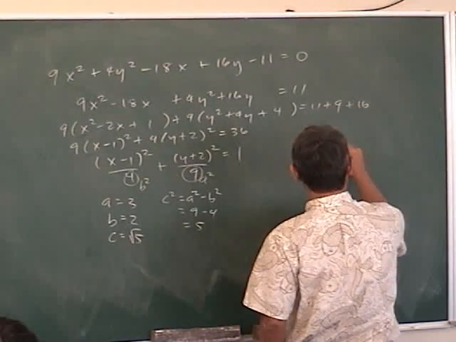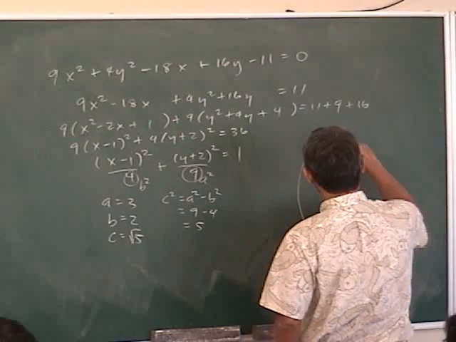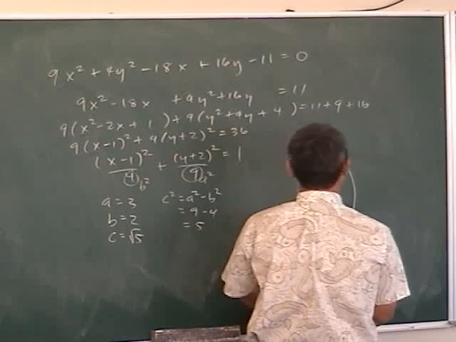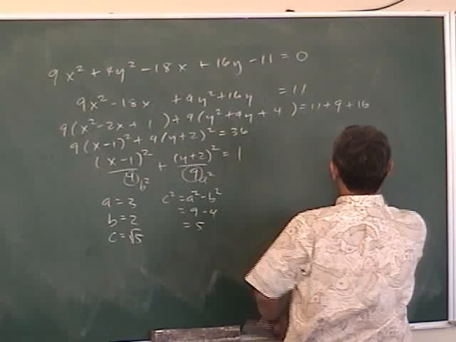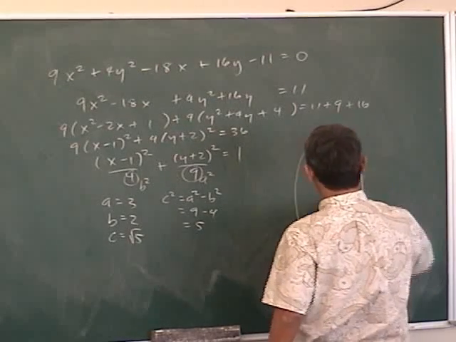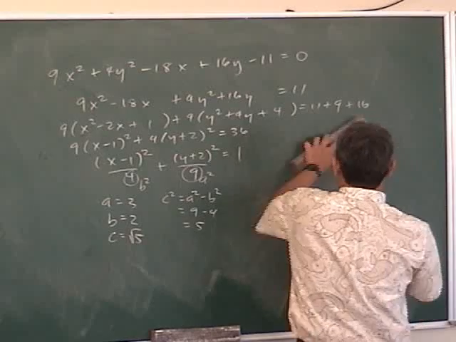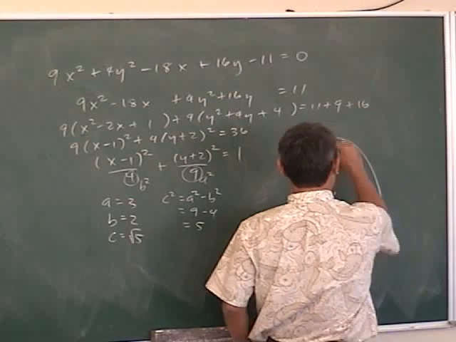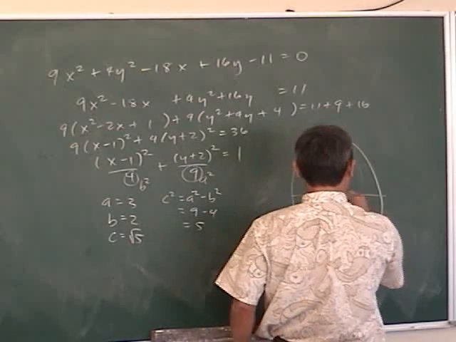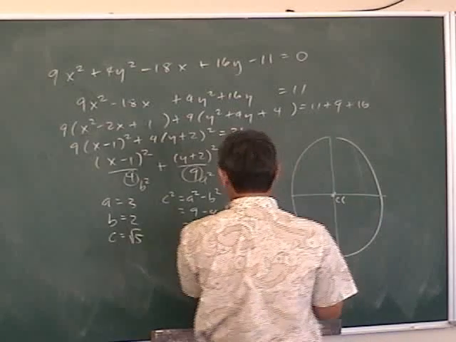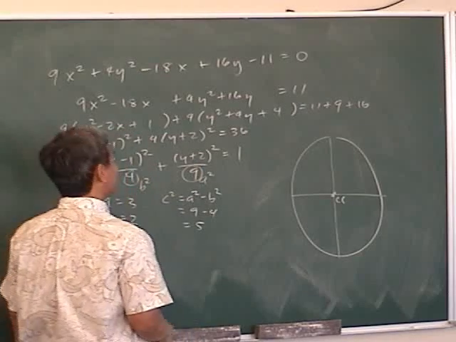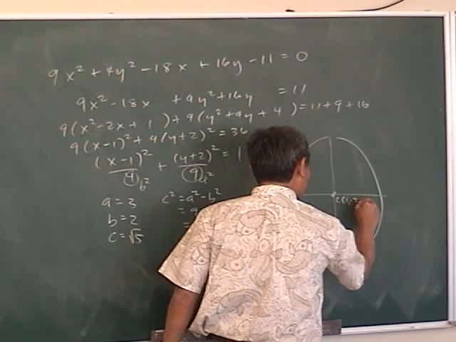Okay, so here we go. We know the major axis is going to be vertical like that. So what's the center? I think I should draw this bigger. Okay, so here's the major axis, here's the minor axis. Okay, what are the coordinates of the center? Is it 1, -2, or -2, 1? It's 1, -2. The x comes first.